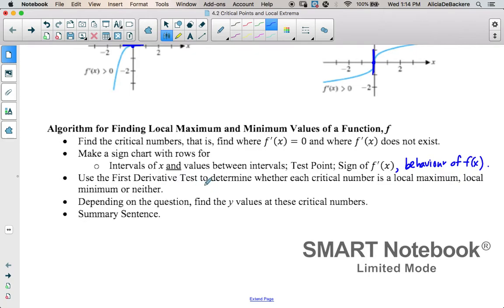Then we're going to use that first derivative test. I don't actually need to have this row technically for this question, but by the time we get to the test, sometimes we'll be using the chart for multiple things, and then I'll want to include that row. So we're going to use the first derivative test to determine whether the critical number is a local maximum or a local minimum. And basically all that means is I'm checking to see if they switch sign.